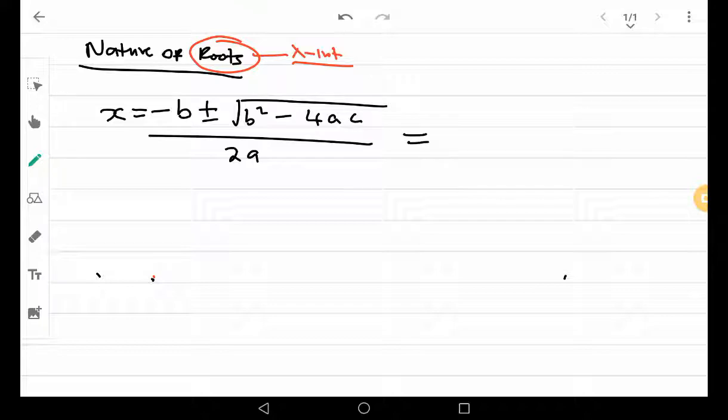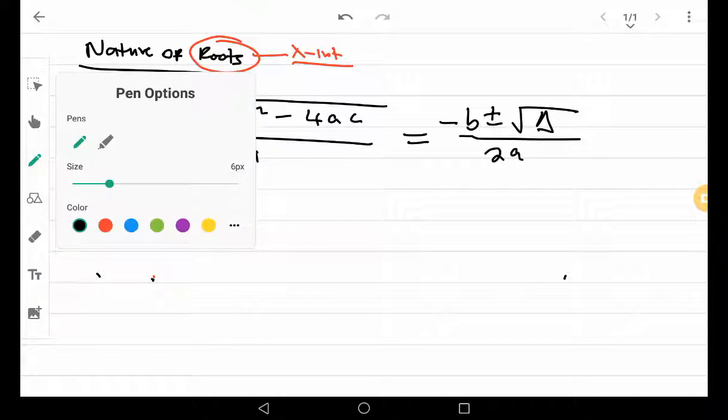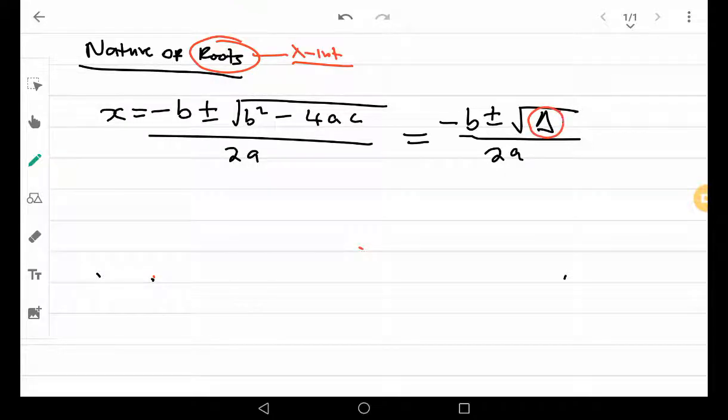We can write this further as minus b plus or minus the square root of delta, over 2a. So here we discuss this nature of roots. Basically, we're discussing this delta, which is inside the square root.